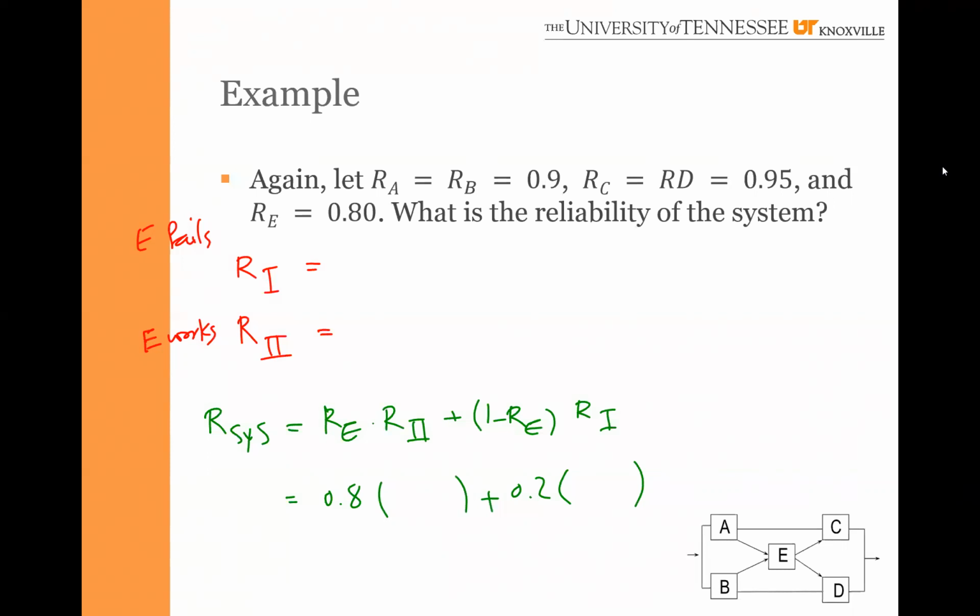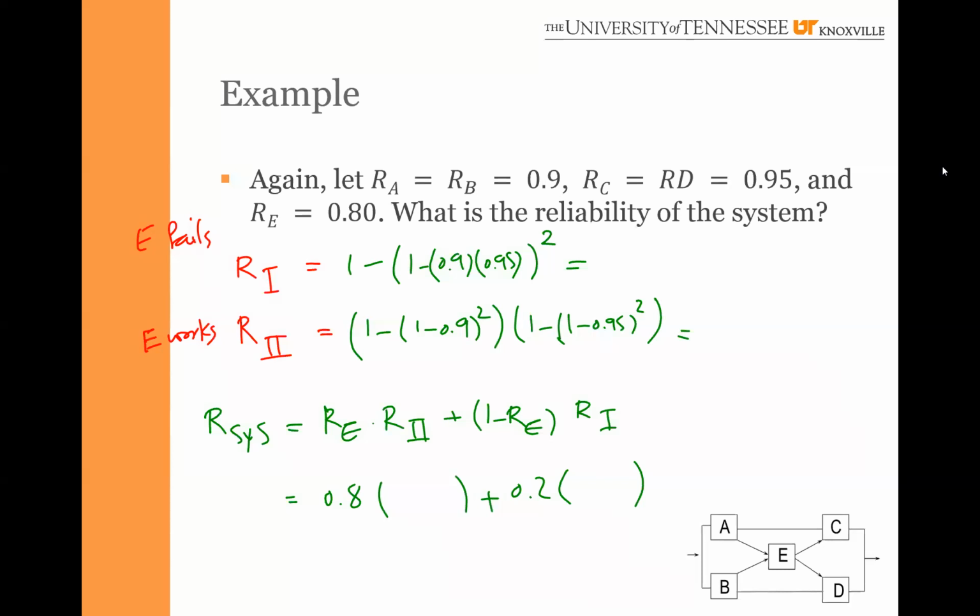What did you get for R1? Should get 1 minus 0.9, and then 5, 2. Calculator. Mm-hmm. 0.979, okay. And what do you get for R2?